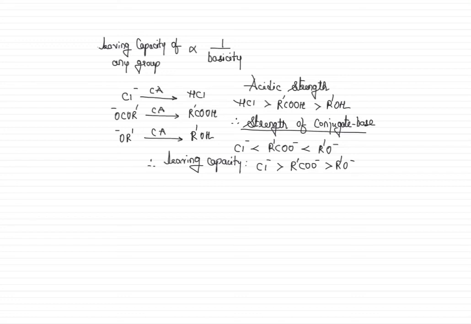For the full list of leaving capacities of different groups, you can check my notes, or else you can go through the notes given for halogens. In the halogen containing compounds notes, I have given a list of leaving capacities of different groups. Check that out. Any doubts you can always ask in the regular lectures.